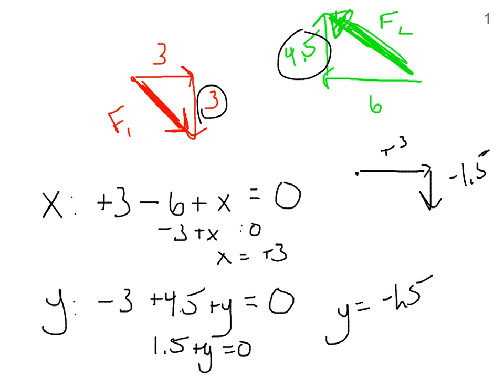So if I want to find the actual value of F3, which is going to point down in this general direction, I do Pythagorean's theorem again. I have 3 squared plus 1.5 squared, the square root of that answer gives me 3.35. And that would be the magnitude of the third force that would make this whole thing in equilibrium, or in other words, the resultant being 0.